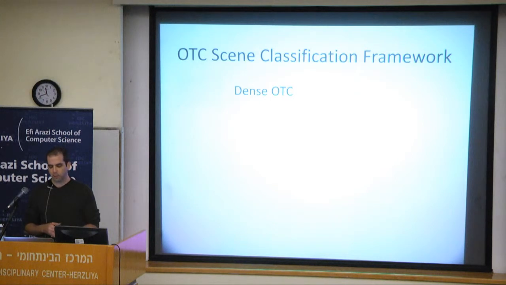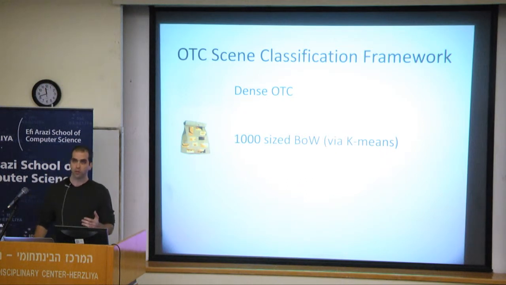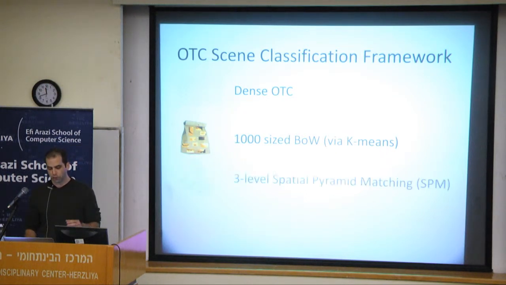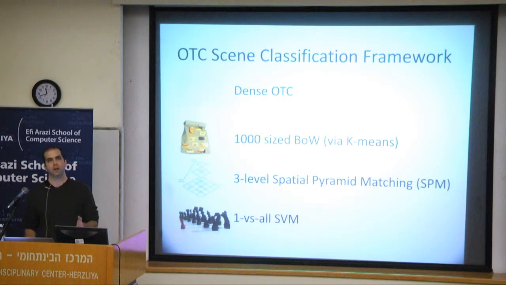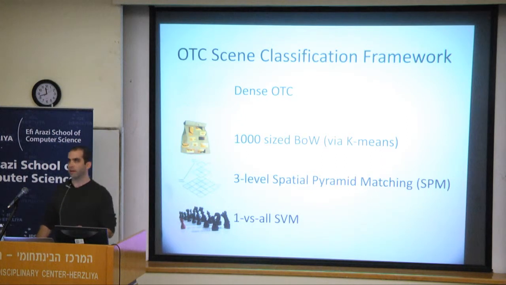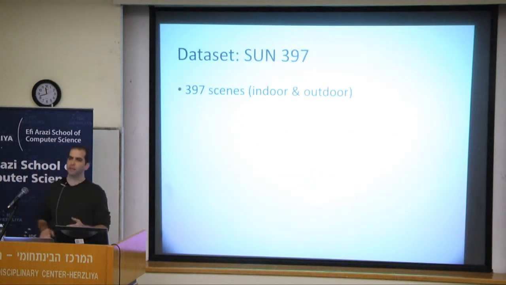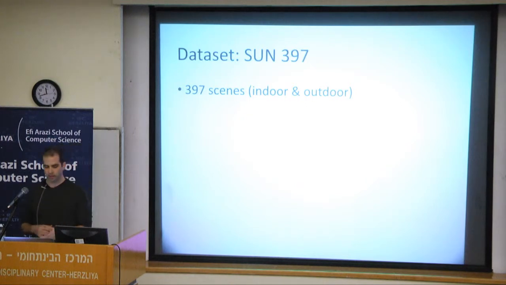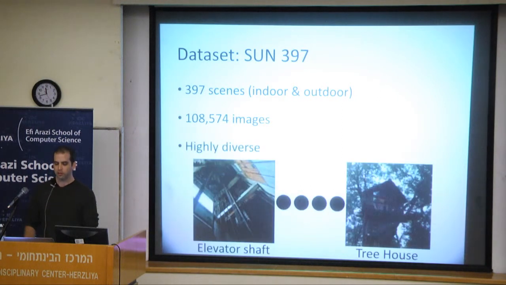So we begin by densely sampling the image and computing our OTC descriptors. We then cluster those descriptors into 1,000 words. For each image, we then apply a 3-level spatial pyramid pooling, which we then classify using a one versus all SVM. And we examined our results on the most extensive data set to date, the Sun 397, which surprisingly contains 397 scenes, both indoor and outdoor. It contains over 100,000 images and is highly diverse, ranging from elevator shafts to tree houses.